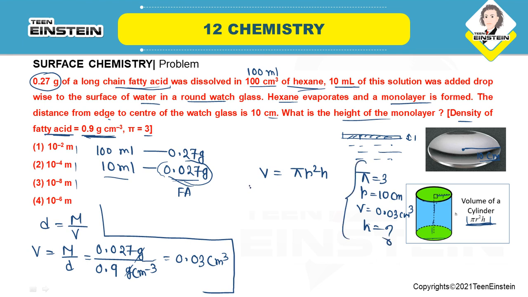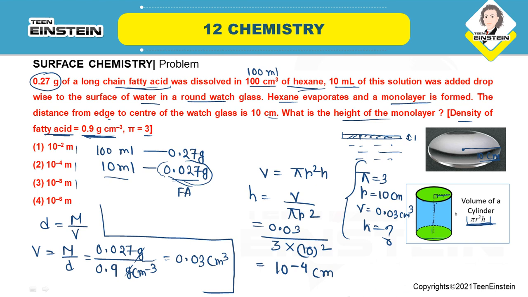So what we will do, h is equal to v by pi r square, with v 0.03, pi value is 3, you have to use that value which is given in the question, and r is 10. So after calculation it will be 10 to the power minus 4 centimeter, but you have to convert it to meter because options are given in meter.